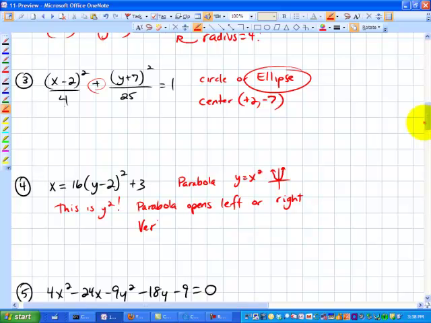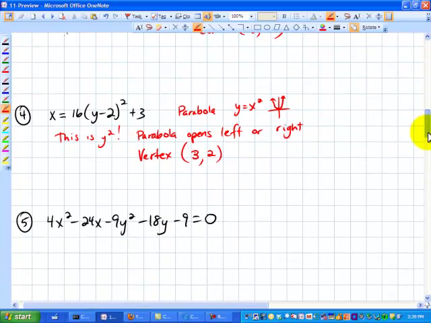But I also know that the vertex, or what might be called the center of the parabola in this case, is going to be +3, +2. See, this +3 at the end shifts it to the right 3 units, and the y minus 2 would shift it up or down, in this case up 2 units because it's inside the parentheses. So the vertex is at 3, 2.